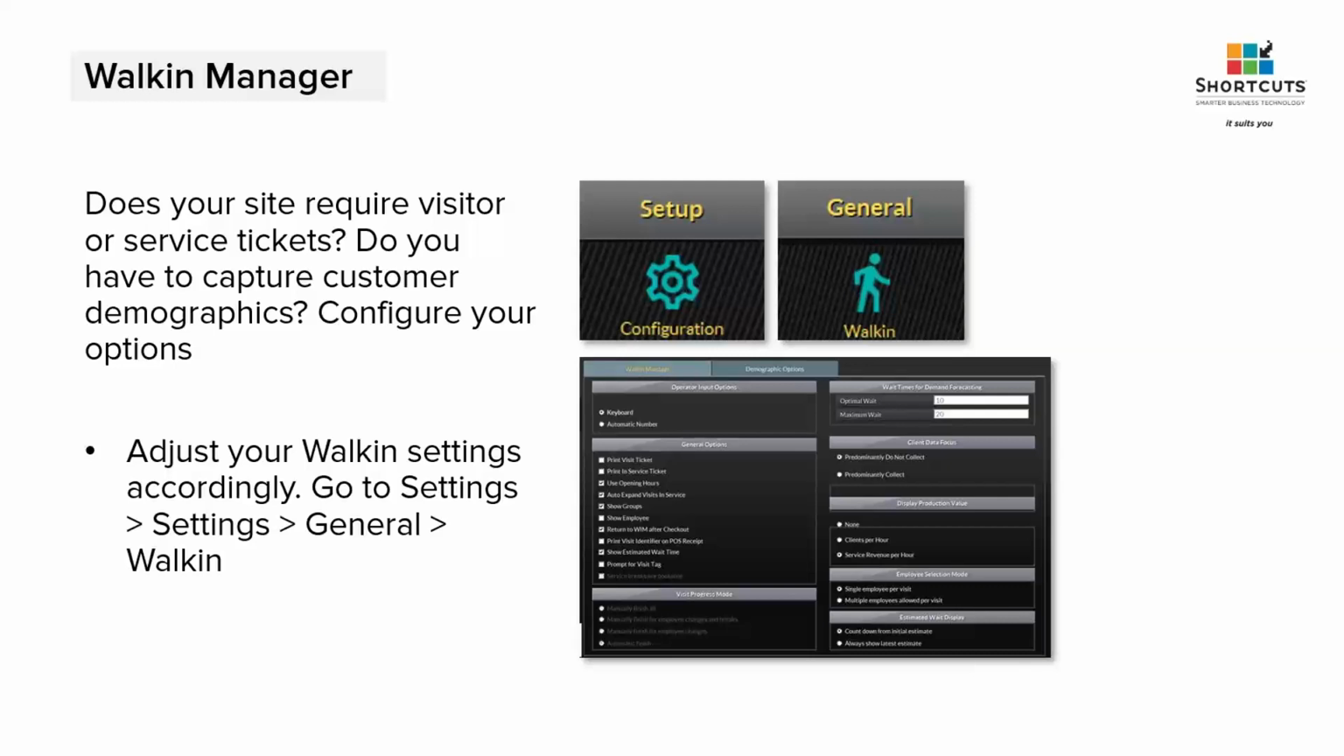With the walk-in manager, there are a few things you want to configure ahead of time. If your business requires you to print up a visit ticket or an in-service ticket, you actually have the ability to configure that. Also, if you're recording things like customers' names, numbers, emails, things like that, you can configure all of that ahead of time. In Shortcuts, the place to do this is to go to Setup, Configuration, and on the left side of the screen, to go to the General and Walk-in option. And we'll see that in just a moment.